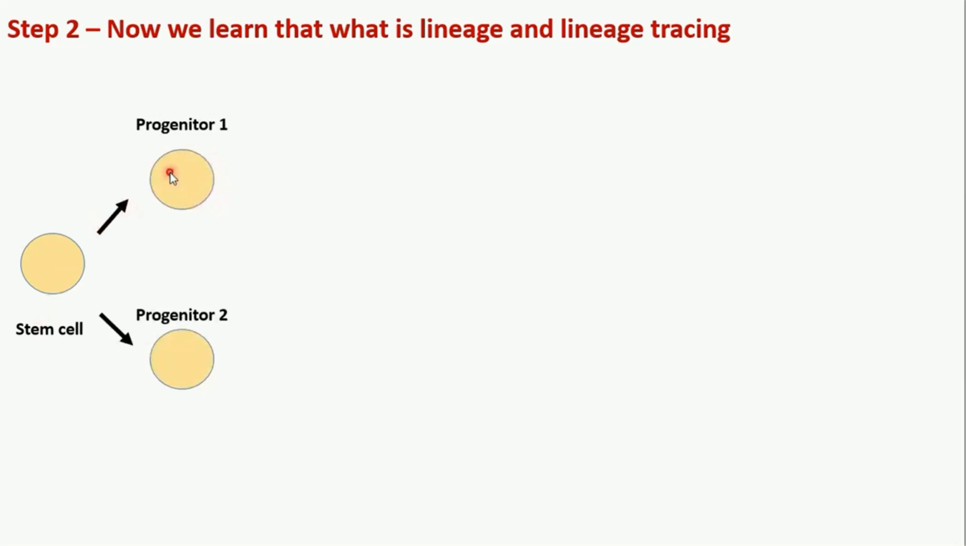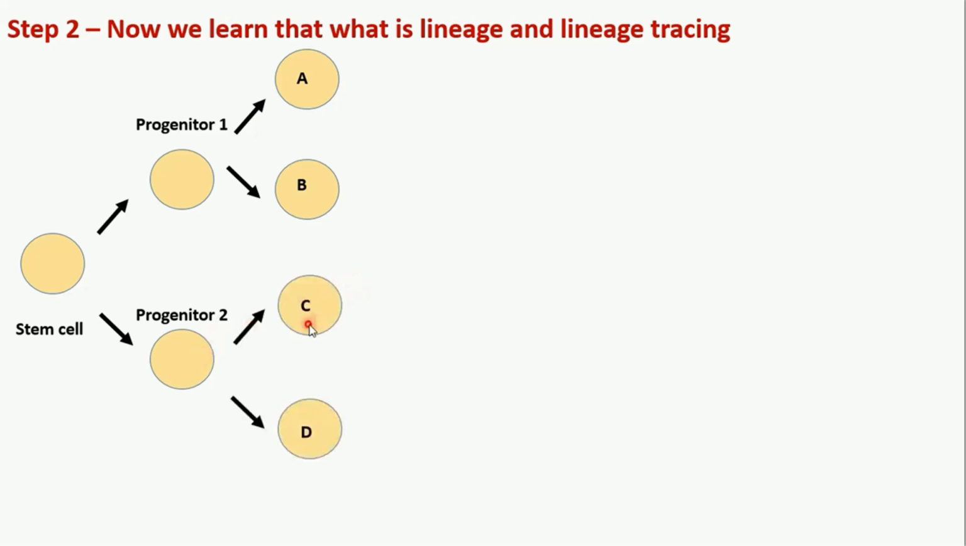Now, to understand the lineage tracing done with the help of Cre-recombinase and LoxP site, we will take one hypothetical example. In this example, we have a stem cell. This stem cell gives us two progenitors, progenitor 1 and progenitor 2. Progenitor 1 gives two differentiated cells, cell type A and cell type B. Progenitor 2 again gives two types of differentiated cell, differentiated cell C and differentiated cell D. Now we want to trace the whole pathway. It means we want to do lineage tracing.